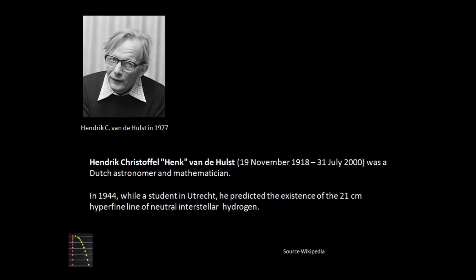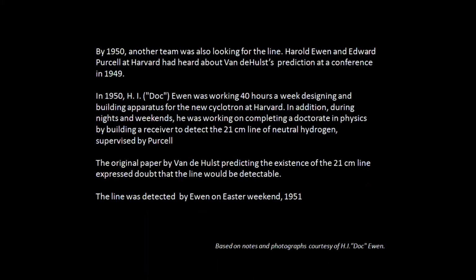By 1950, there was another group of graduate students at Harvard, and they heard about his prediction. And one graduate student, who affectionately was known as Doc Ewen, was working 40 hours a week designing apparatus for a new cyclotron at Harvard, and he built a receiver with the intention of detecting the 21 centimeter line. The original paper by Van de Hulst predicted the existence, but he expressed the doubt that no one would find it. And yet, and this is rather interesting, the line was detected by Ewen on Easter weekend, 1951. So I guess I'm giving a talk at the 70th anniversary of the detection of this hydrogen line.